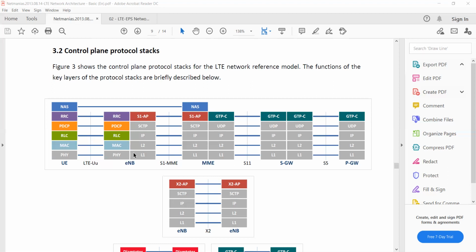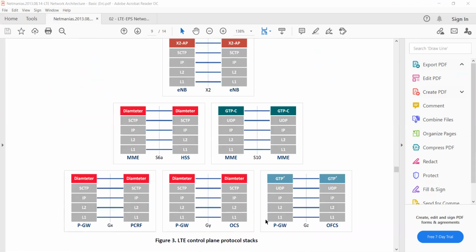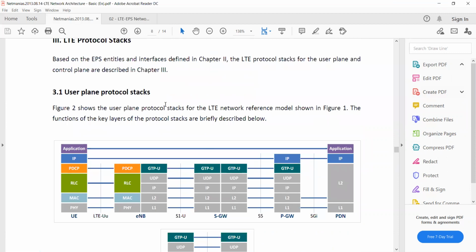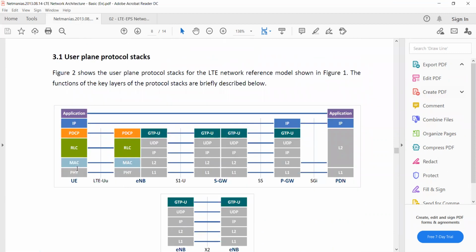So control plane means this, the first two, correct? No, this is the whole control plane. What is user plane? We have a user plane, and it will be different. This is a user plane stack. So different layers will be there.